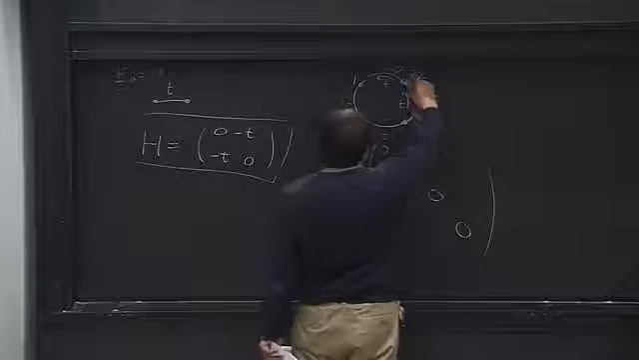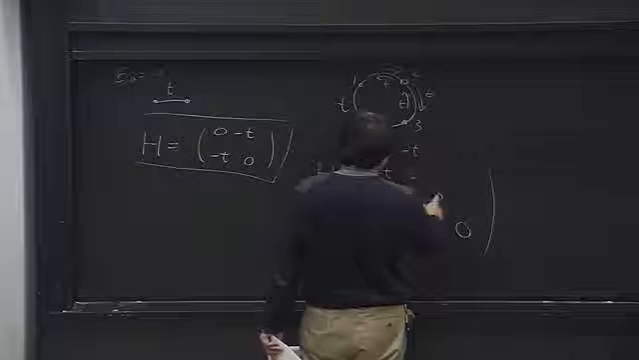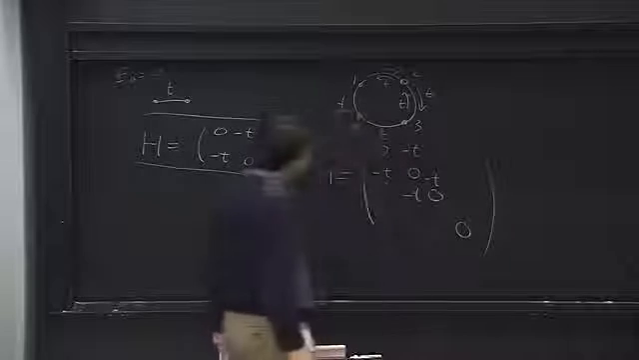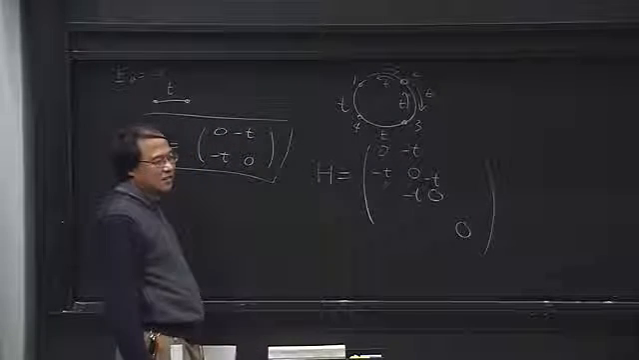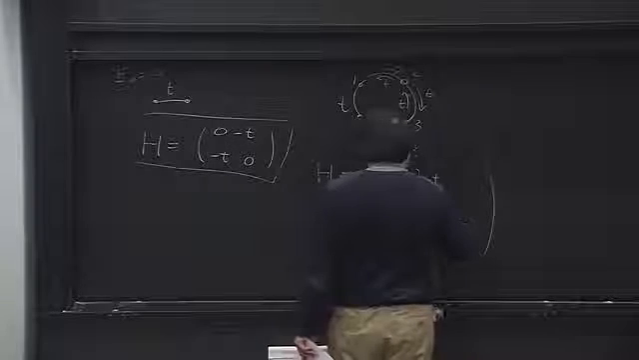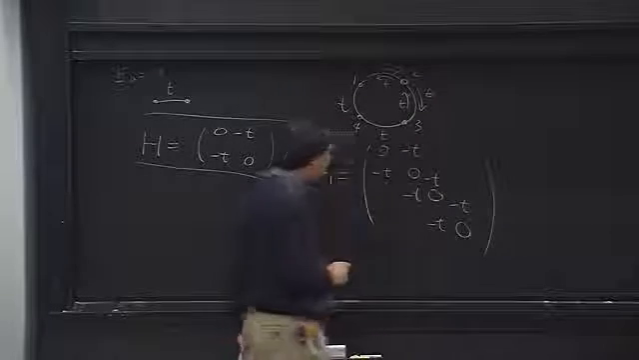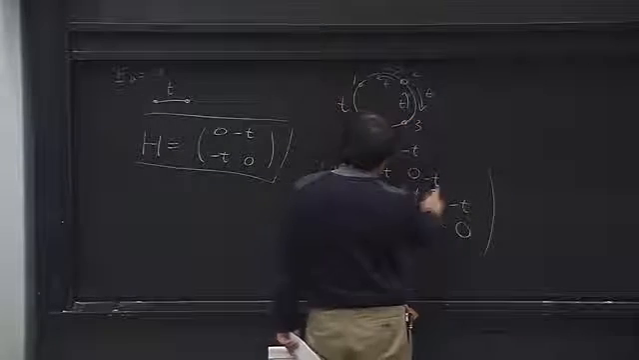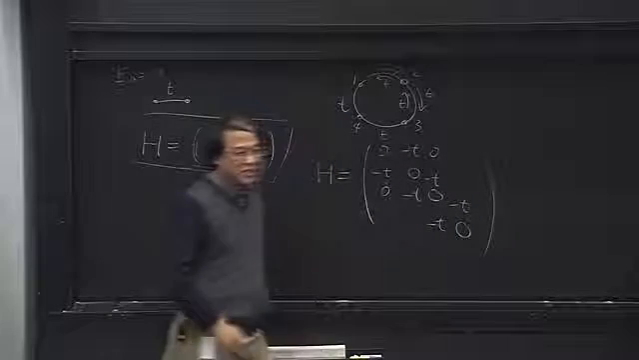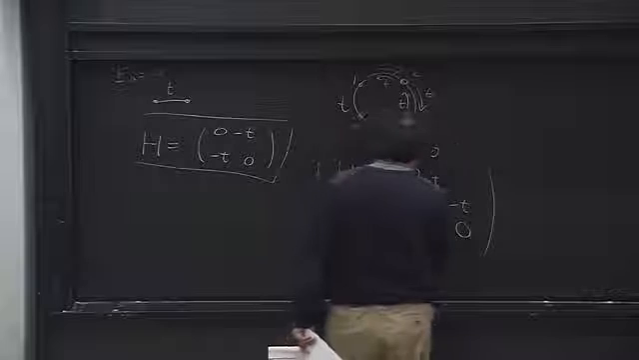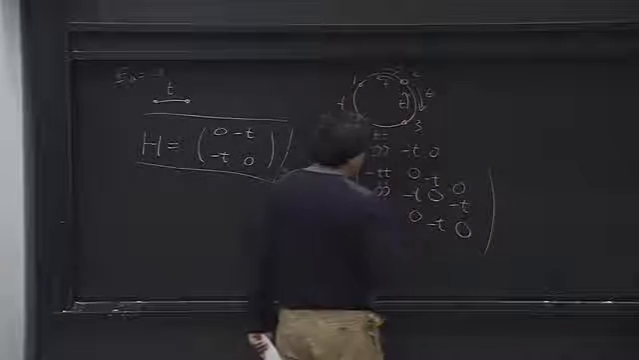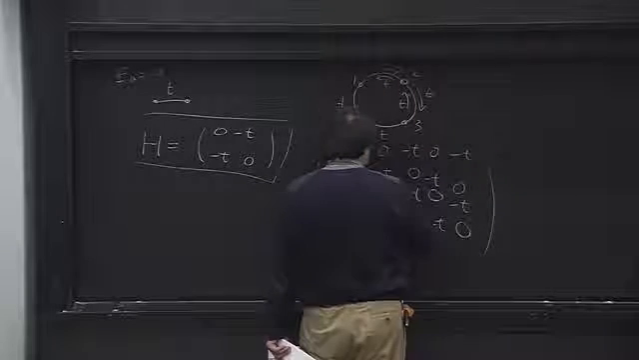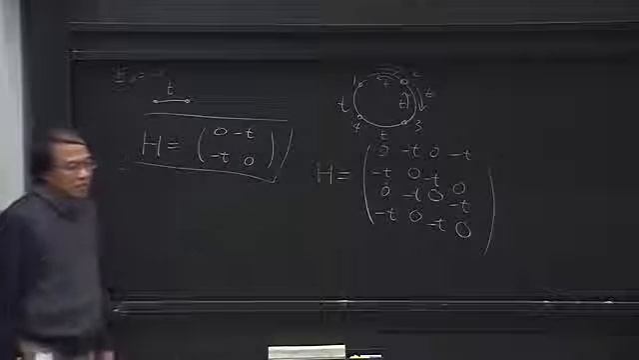Then next we have 2 can hop to 3, and 3 can hop to 2. So the 2 can hop to 3, that's a minus t here. And 3 can hop to 2, that's a minus t here. And similarly, 3 can hop to 4, 4 can hop to 3, that's minus t here. But 1 cannot hop to 3, so there's 0 here. So nothing between 1 and 3, and nothing between 2 and 4. But 1 can hop to 4, and 4 can hop to 1, so there's a minus t here. So that's it.